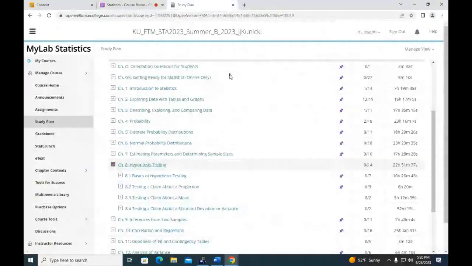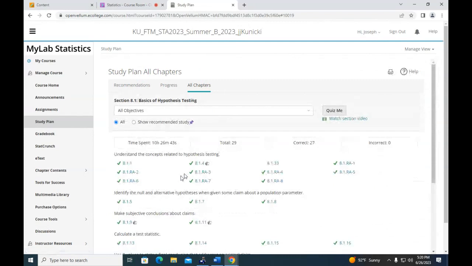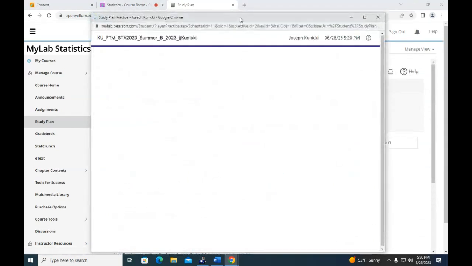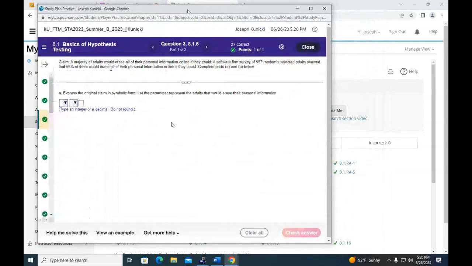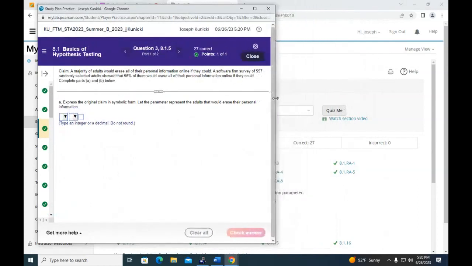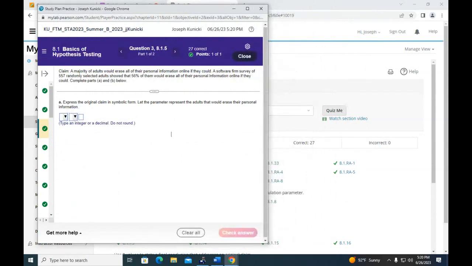All right. So the basics. They'll ask us some questions here about nulls and whatnot. You'll see when we get to StatCrunch, it's a lot simpler than the actual software itself, because they make us type everything in. You'll see what I mean here in a little while.